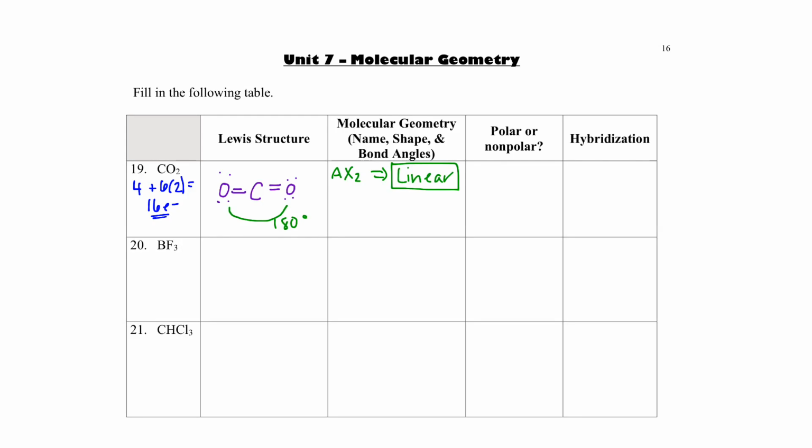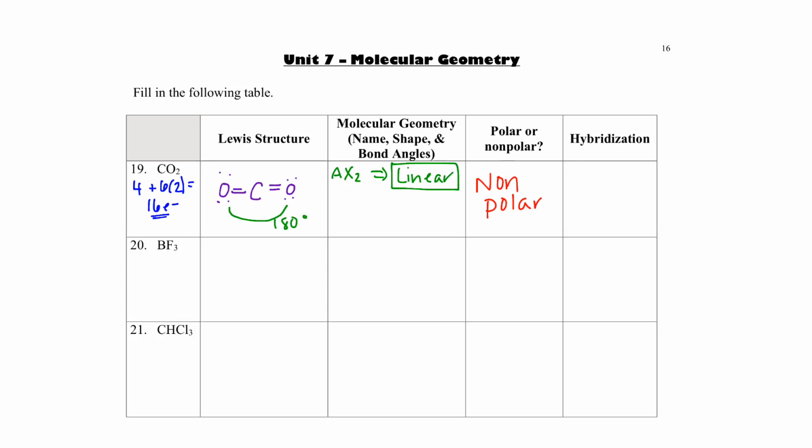Since the 2 oxygens attached to the center are the same, that means they're both pulling on the electrons in these double bonds with equal strength, so this is going to be pretty balanced. So we would say that this thing is nonpolar. Okay, it's not pulled. Right? Remember, polar means uneven, nonpolar means balanced out or even.